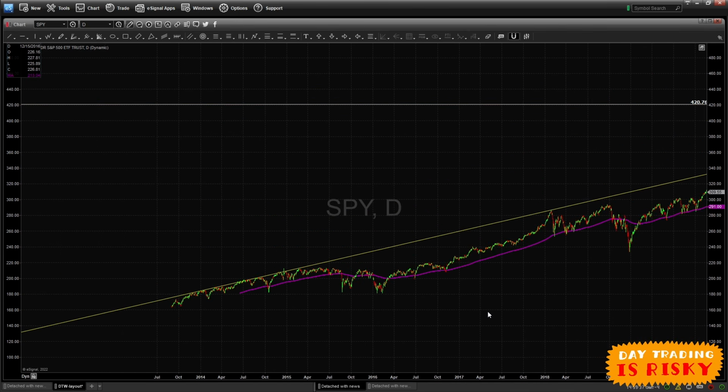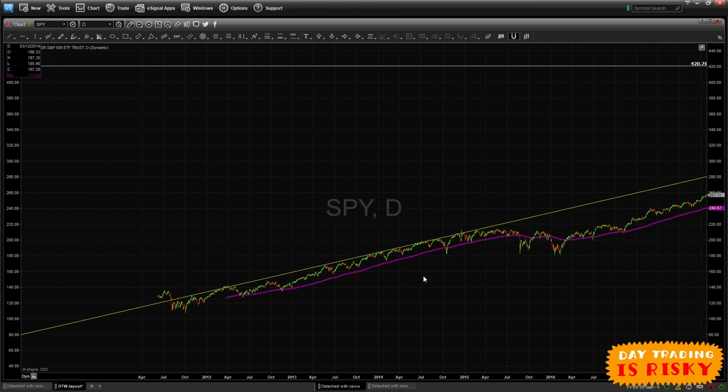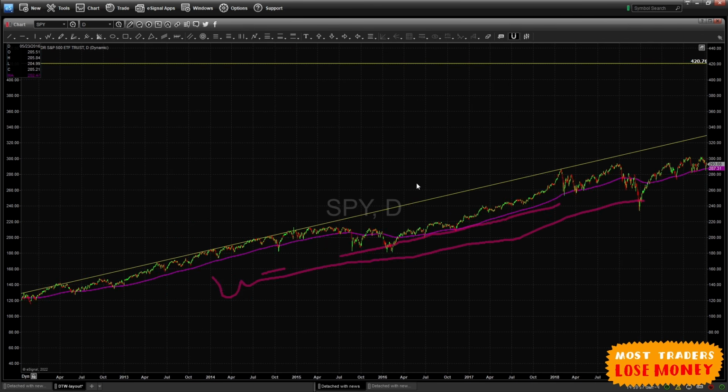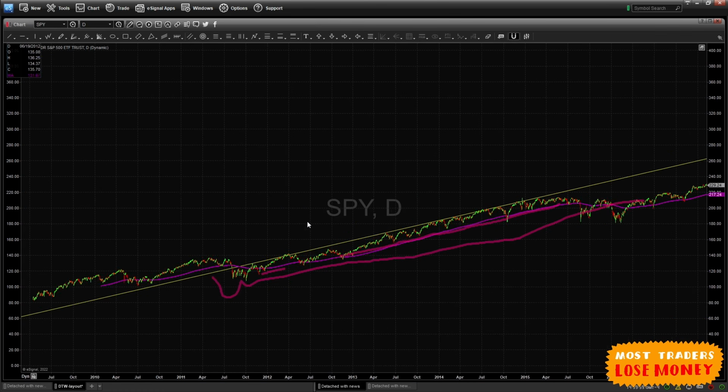But let's go back the other direction. Whoa. This has been riding underneath that trend line. This was for years. Right here, it tried to get above it, but it couldn't. Right here, it broke below it. It tried to get above it, but it couldn't. And it stayed below that trend line literally for years. I mean, this becomes very well defined. Let's go back even further.